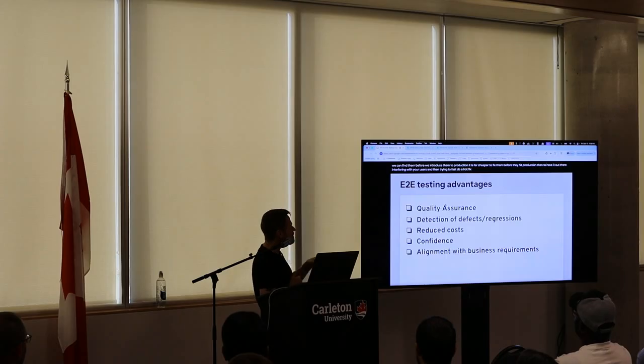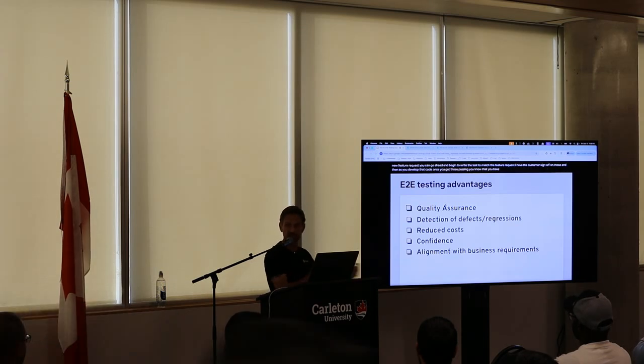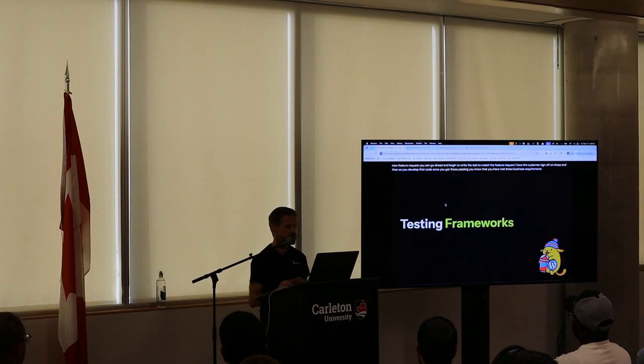The last is you can align these with business requirements. So if you're getting a new feature request, you can go ahead and begin to write the test to match the feature request and have the customer sign off on those. And then as you develop that code, once you get those passing, you know that you have met those business requirements.